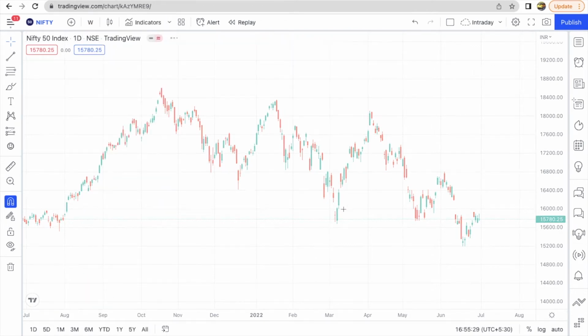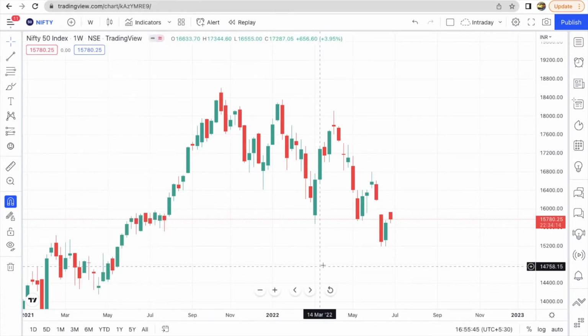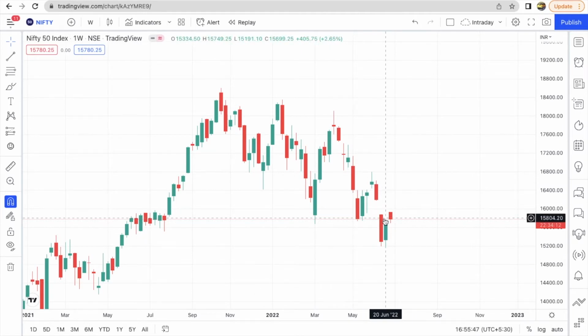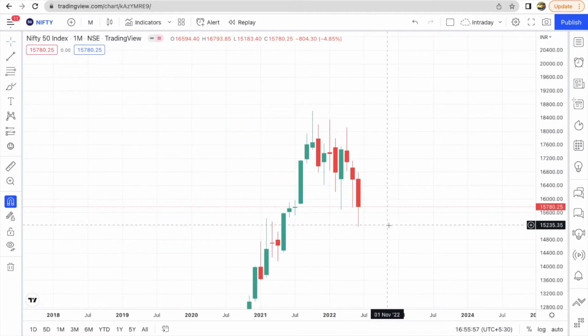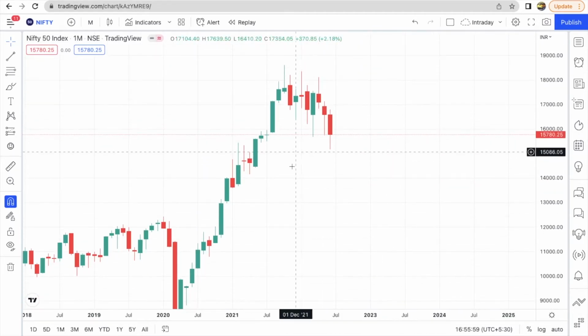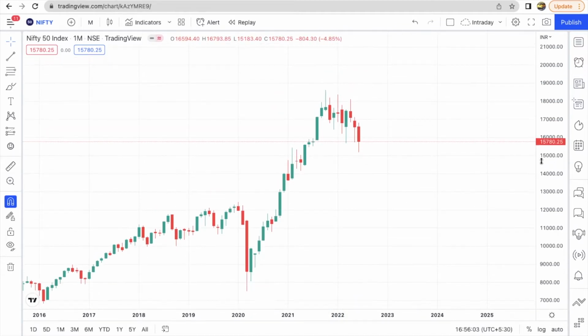And this is a weekly candle. What is the meaning of weekly candle? Can you see this one, the weekly candle? One candle is equal to 1 week. That is, 5 days of movement is captured in one single candle, known as a weekly candle. So what is the meaning of monthly candle? 1 month of price action or price movement is captured in one single candle, known as a monthly candle. So can you see this is the Nifty monthly graph?